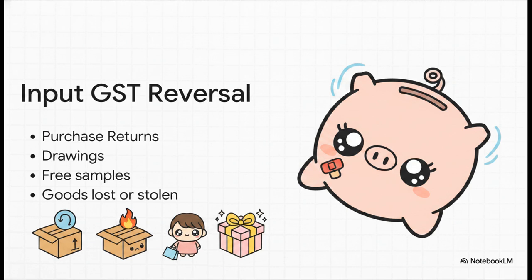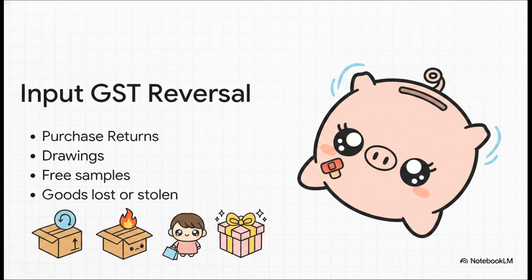The main funda is this. If the goods are never actually sold to a final consumer to generate that output GST, you cannot keep the input credit. So if you return defective goods back to your supplier, reverse it. If the business owner takes goods home for personal use, reverse it. Handing out free samples to customers, reverse it. Goods tragically lost in a fire or stolen from the godown, you guessed it, you have to reverse that input GST. The supply chain broke, meaning the government won't get their final output tax, so they take back your input credit.